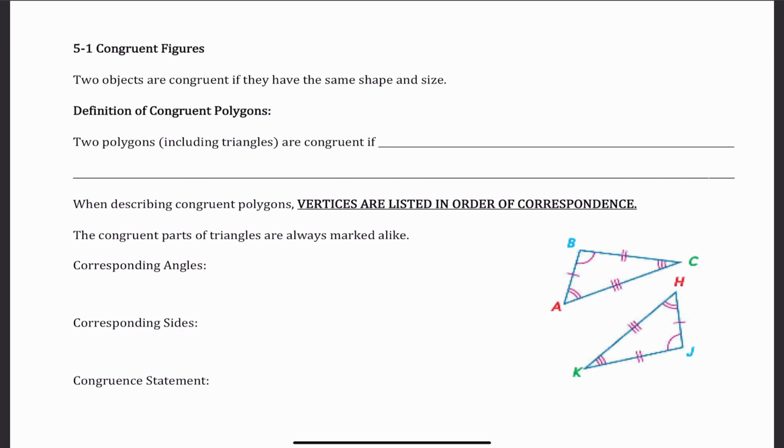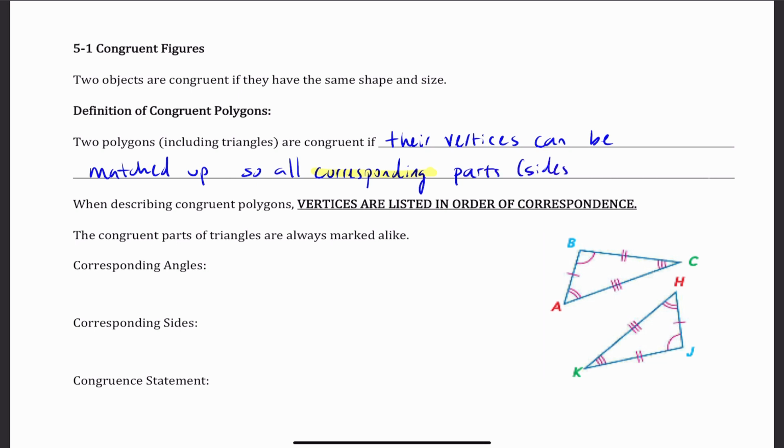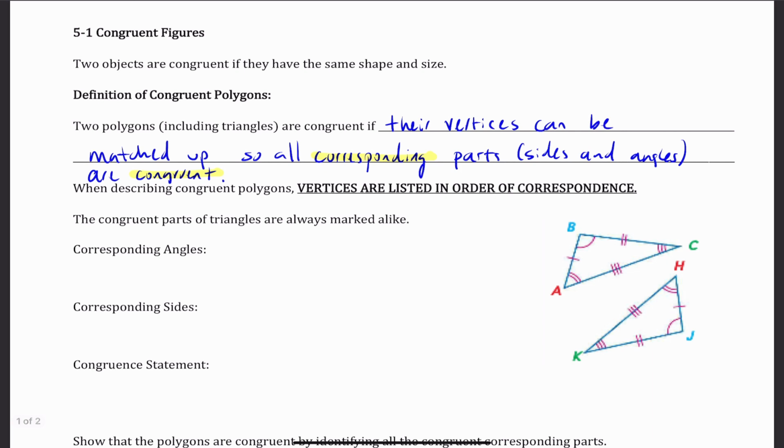Two polygons, including triangles, are congruent if their vertices can be matched up, so all corresponding parts, which means sides and angles, are congruent. When describing congruent polygons, vertices are listed in order of correspondence.